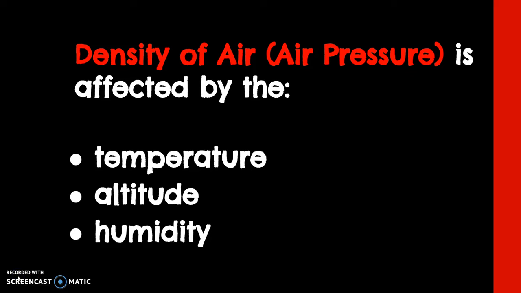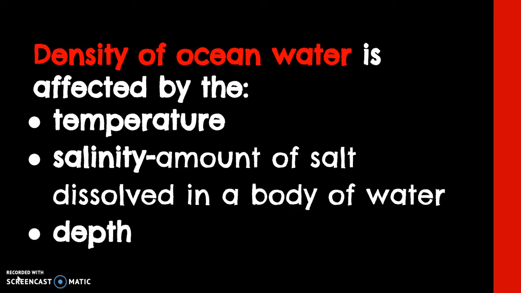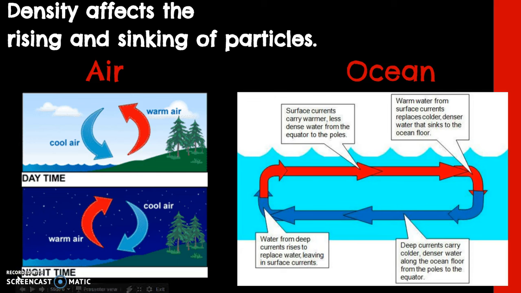The rising and falling of the air and the water in the ocean is affected by three different factors. In the air, the three factors are the temperature, the altitude, and the humidity. In the ocean, the density is affected by the temperature, the salinity, or the amount of salt dissolved in a body of water, and the depth of the ocean water. We're going to take a look at these factors in greater detail and how they affect the convection in the air and in the water.